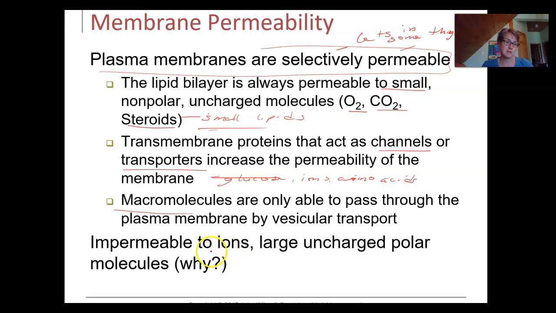So, here's my question to you. Why can't ions cross? Because they have a charge, and they can't pass through those nonpolar tails of the phospholipid, remember?